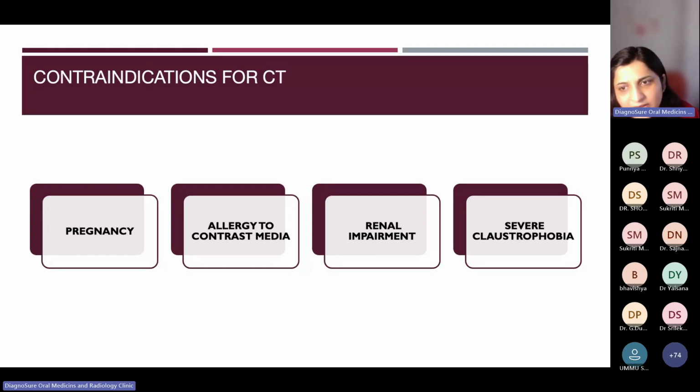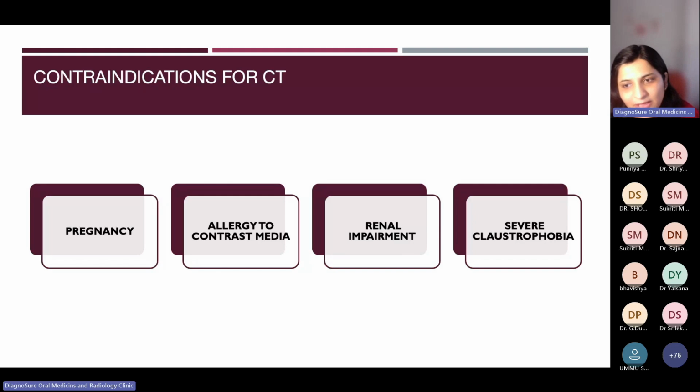Renal impairment patient, again, this is for the contrast media. Patients with significant kidney dysfunction have difficulty clearing contrast agents. It can lead to potential complications. So do not inject any contrast agent if the patient's renal function is not proper. For this, generally they take the blood creatinine level before injecting any contrast media to the patient.